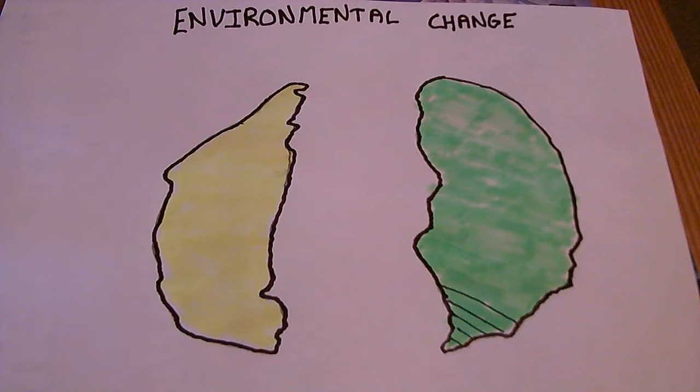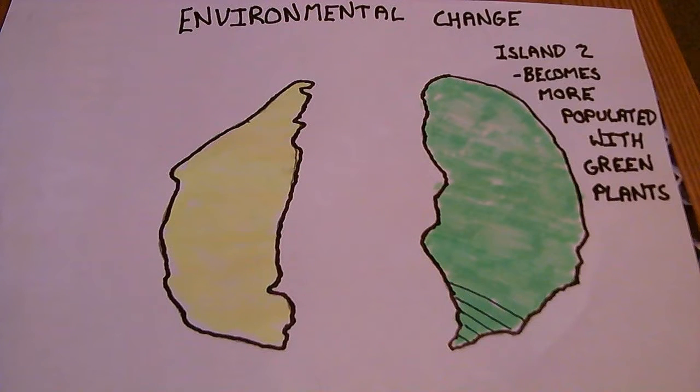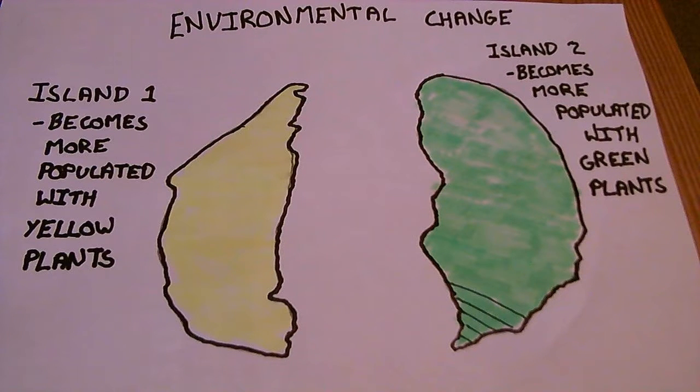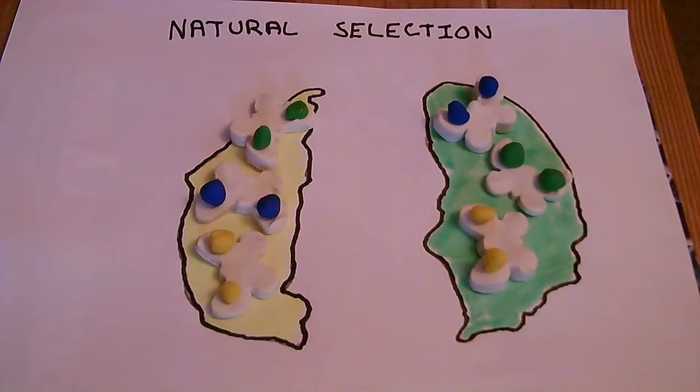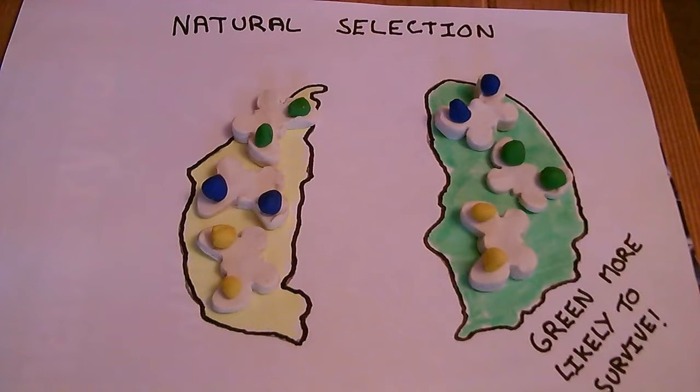So, the butterfly species found on Island 2, which is mainly inhabited by green plants, will become more green to blend in with their background, whereas the butterflies on Island 1 will become more yellow. So, although at the moment both islands are inhabited by all variations of the butterfly, so they're still white with blue, yellow, and green spots, natural selection will select the butterflies depending on their colour.